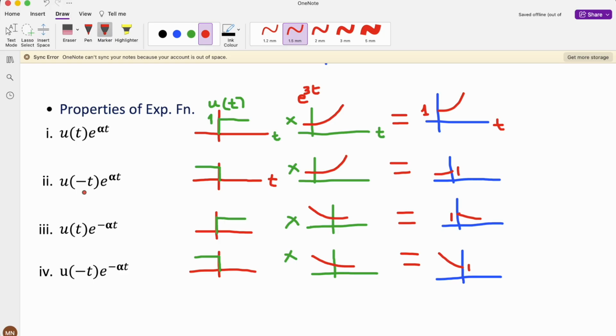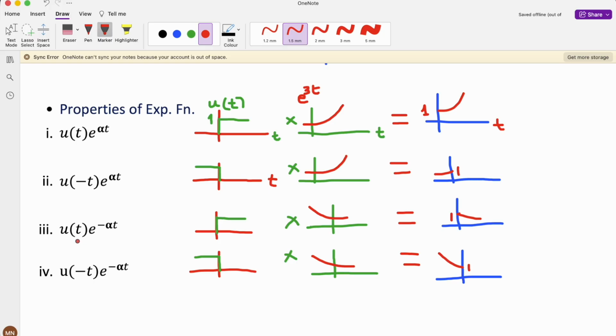Second property: if you multiply the exponential signal with the shifted version of the unit step signal, like u of minus t, the shifted version is on the negative side. If t is negative, then you can write the unit step signal in this way, and if you multiply with e raised to the power 3t again, on the right side you can see everything is 0. So 0 multiplied by anything is 0, and you will end up with only the left signal. The end result will be like this signal.